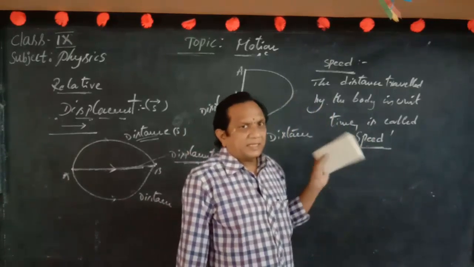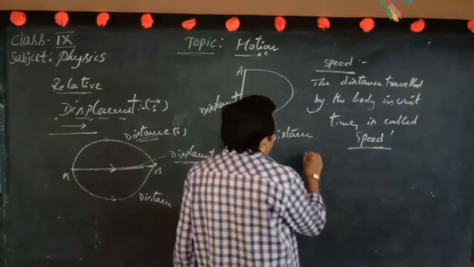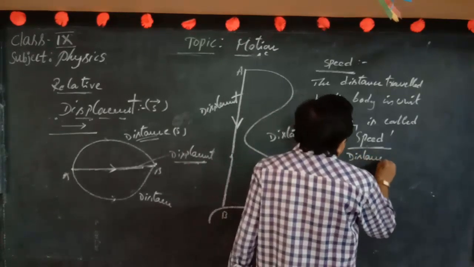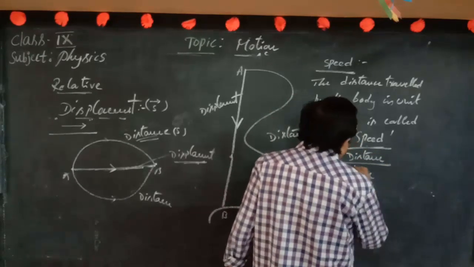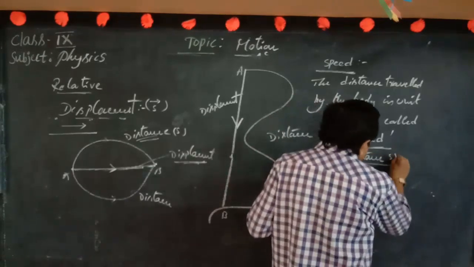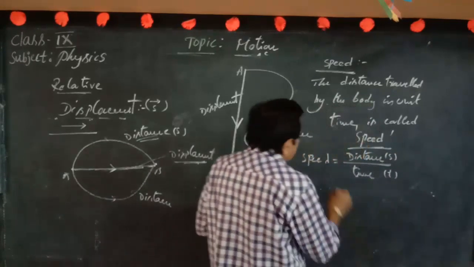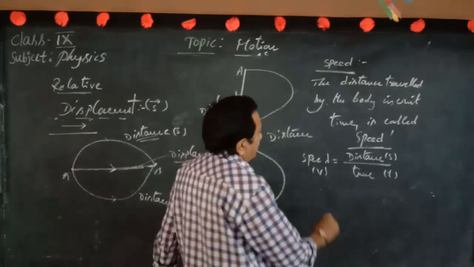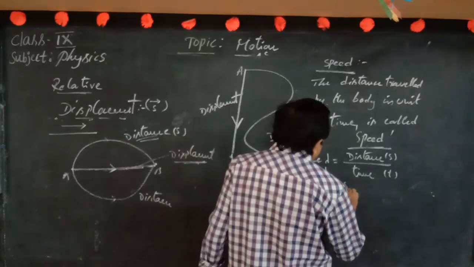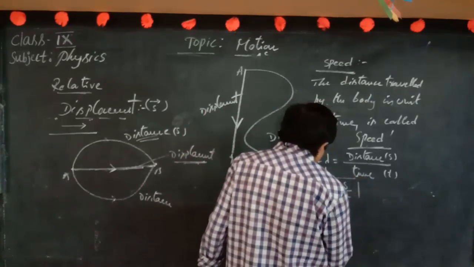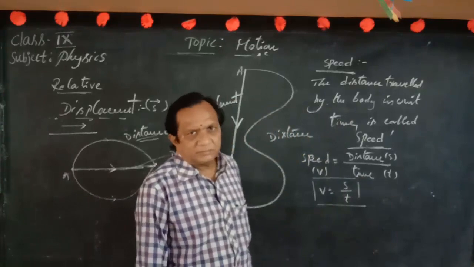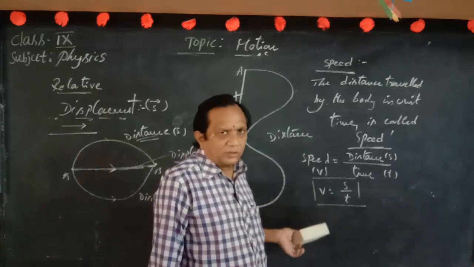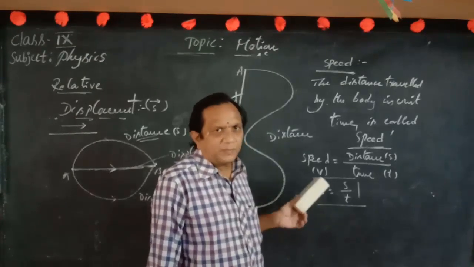Understand? So the distance traveled is taken here. That means speed is equal to distance by time. Distance is denoted by the letter S, time is denoted by the letter T, and speed is denoted by the letter V. Therefore, V is equal to S by T. The formula is very important. To determine the speed of a body you can apply this formula. What is the speed formula? V is equal to S by T.